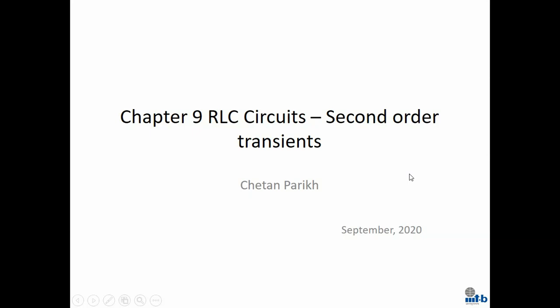So we start chapter 9 with this lecture, which is about RLC circuits, or specifically second order transients, which means circuits that have two energy storage elements. And we'll focus more on circuits that have one L and one C. We'll really not talk much about two L's or two C's. There may be some homework problems which will address such a circuit.